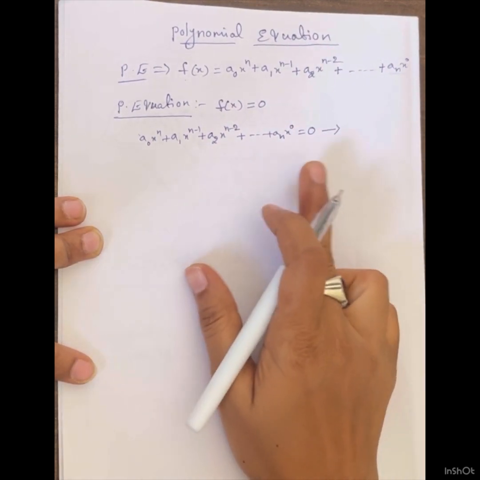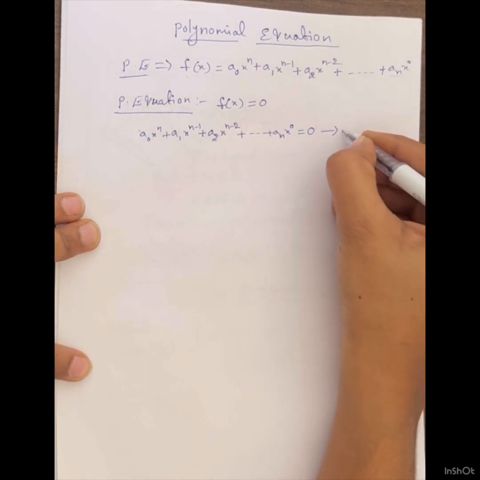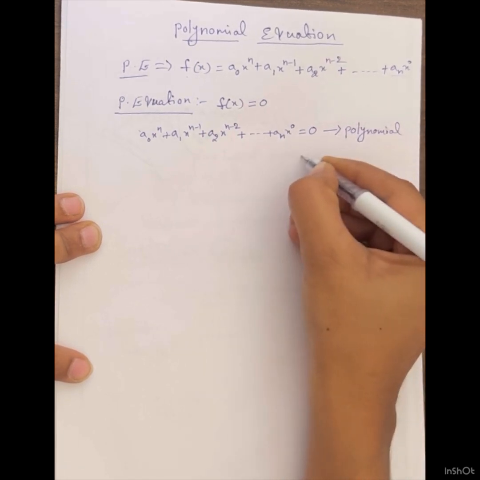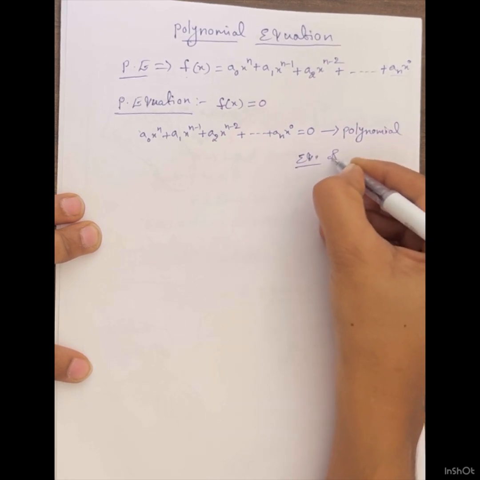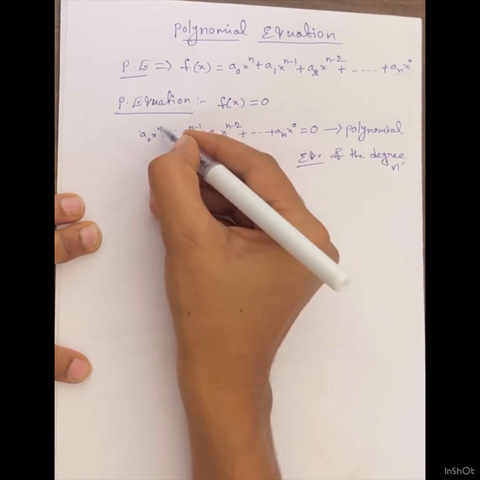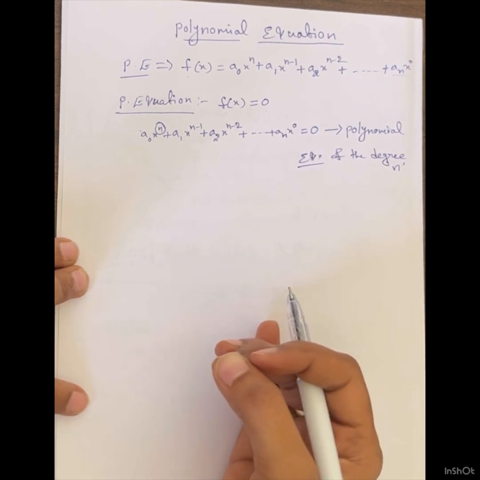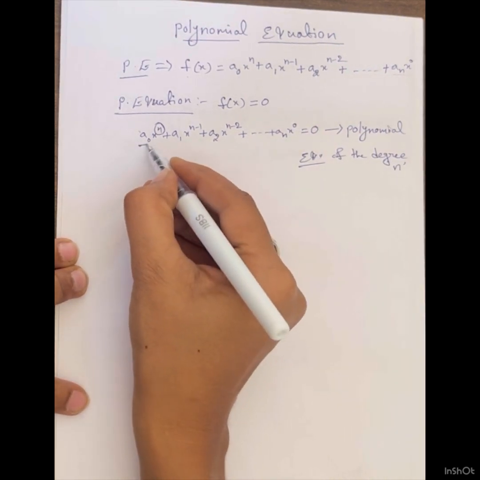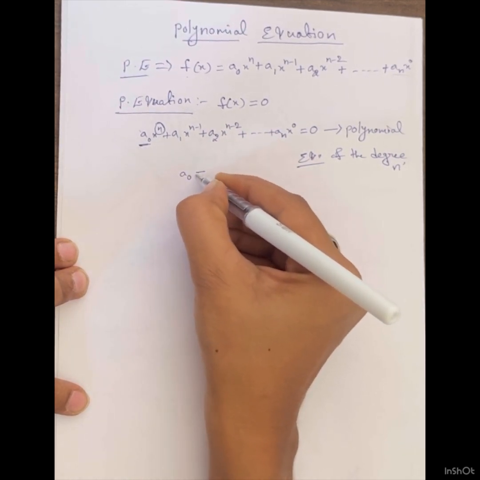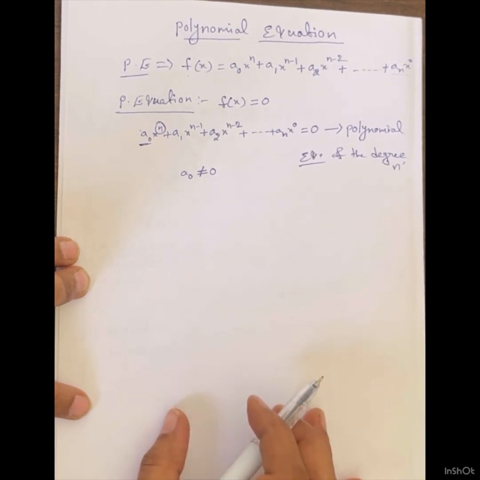This equation equal to 0 represents the polynomial equation of degree n, where n represents the highest degree of the polynomial equation. Highest degree means the coefficient of x^n, a0, must not be equal to 0. Then only n is the highest degree of that polynomial equation.